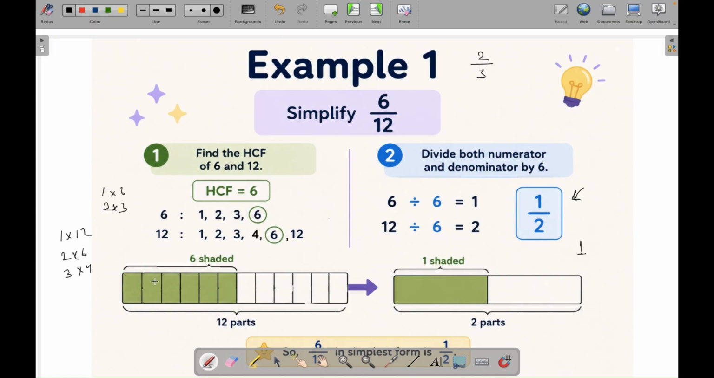Right? How does it look visually? So here 6 upon 12 looked like this. We have so many divisions. 1 upon 2 looks like this. But the value is the same. The amount that I'll get here and the amount that I'll get here is the same. So they are also equivalent fractions.